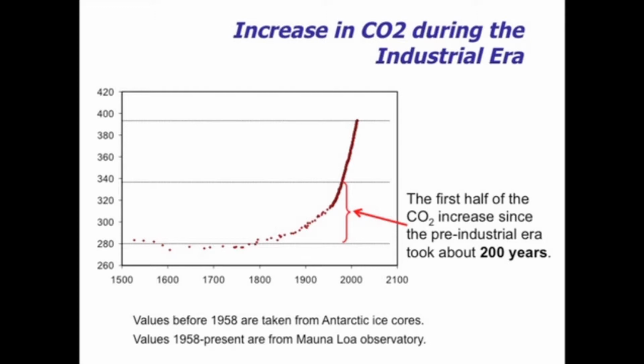First half of that increase took about 200 years, from roughly 1780 or so up to 1979. Second half of that increase took 33 years. So it's increasing at an increasing rate. Most of the carbon dioxide that has accumulated in the atmosphere since the Industrial Revolution has come in the past 33 years.